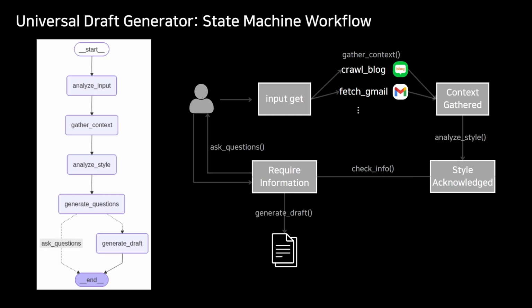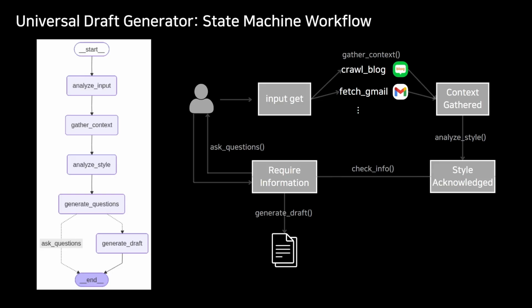Let's look at the state machine workflow in detail to see how the agent makes decisions. The user selects blog mode. The crawl blog tool runs to collect style samples. In email mode, the fetch Gmail tool retrieves conversation history. The agent autonomously selects the right tool for the mode. If it detects missing information, step 4 triggers, generating questions like who is the target audience or what tone do you prefer to get user feedback.